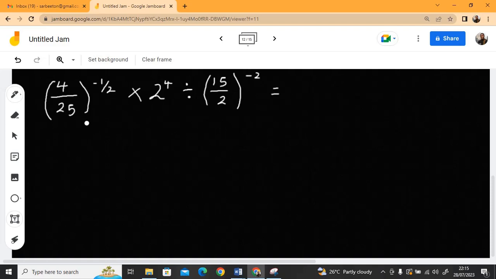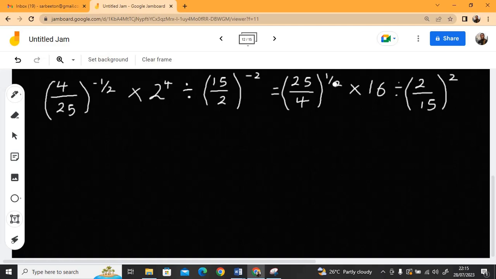Now to solve this, let's do it one after the other. I told you the minus will turn things over: this goes up, this comes down. So you have 25 over 4. That's the first thing. What do you have left? You have 1 over 2, times 2 raised to the power of 4, that is 2 times 2 times 2 times 2, which is 16. Divided by the same thing happening here: this goes up, this comes down, 2 over 15 raised to the power of 2.